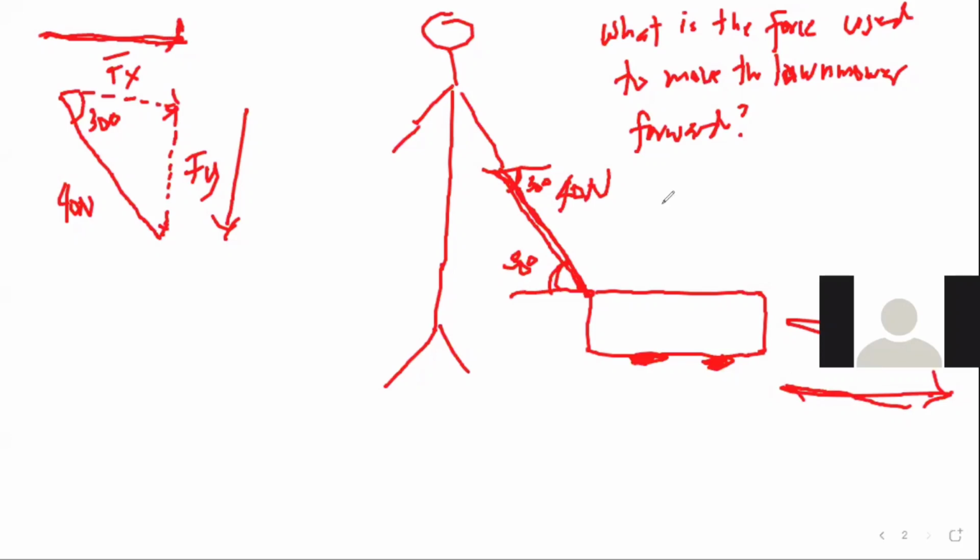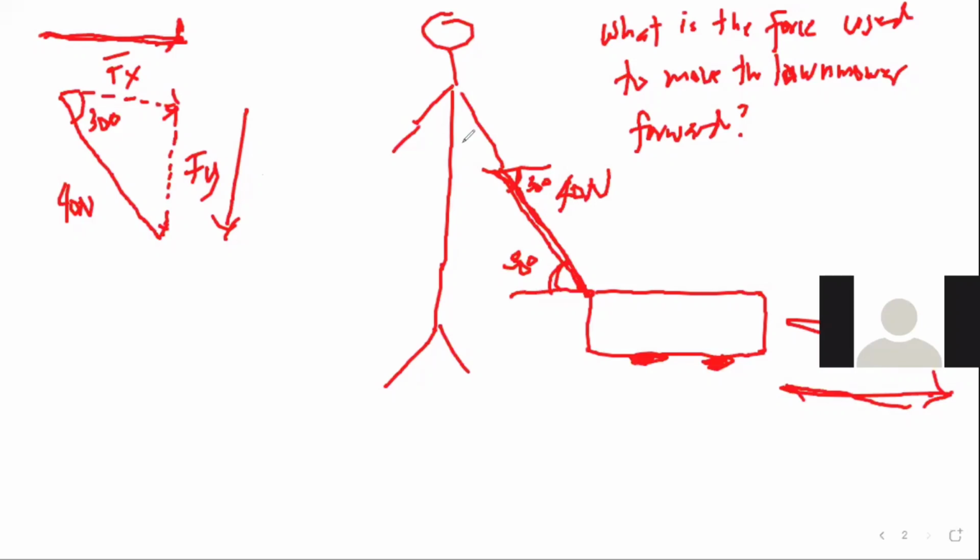Not all of the force, which is 40 Newton, was used to move the lawn mower. It's only part of it because some of it is moving downward, which is in the y-axis.